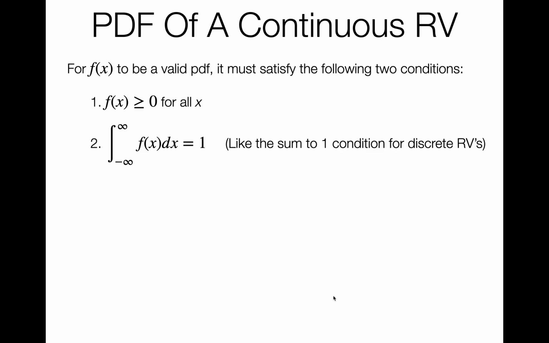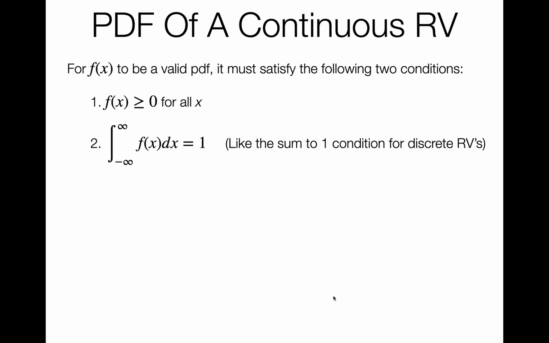And the second one is that the integral from negative infinity to infinity of the PDF must be equal to 1. This is like the sum to 1 condition for discrete random variables. Before, I had to add up all the PMF values over all x, and those PMF values had to sum to 1. Now I have to take the integral over the PDF, and it needs to be 1.